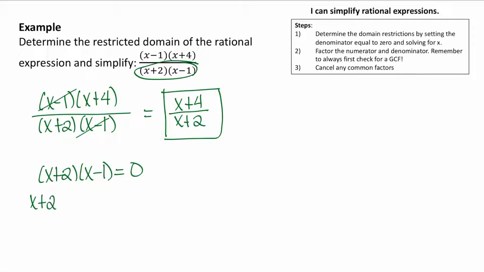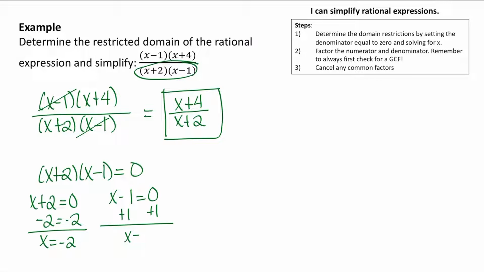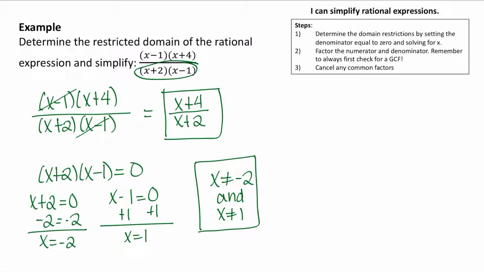So that means that either x plus 2 equals 0 or x minus 1 equals 0. So we can solve this by subtracting 2 from both sides. So that means x equals negative 2. If we add 1 to both sides here, we get x equals 1. So that will be our restriction, right? We'll say that x does not equal negative 2 and x does not equal 1. So that is our restriction for this problem.